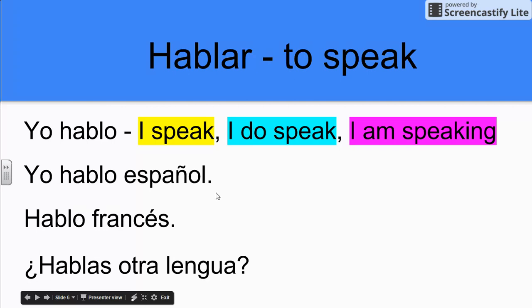Also, this is important for when we're asking a question. Because we know the helping verb is already included, I can just simply ask you, ¿Hablas otra lengua? Do you speak another language? Or you could understand that question to mean, are you speaking another language? And the context would clarify the situation for you.